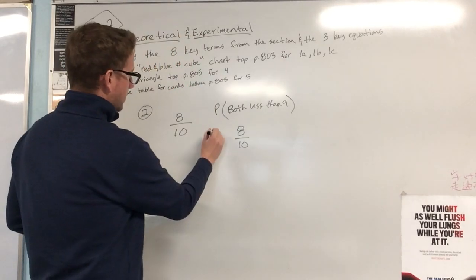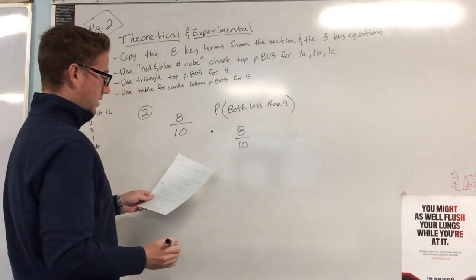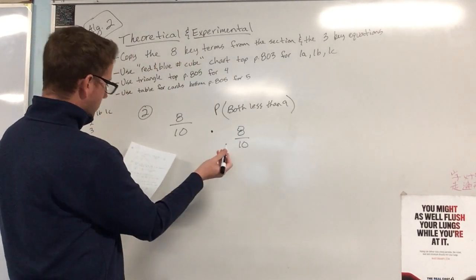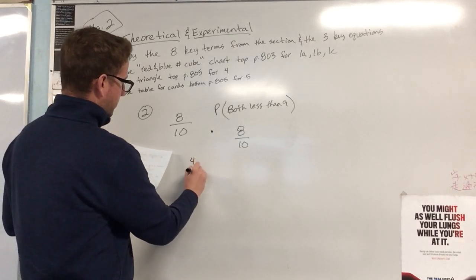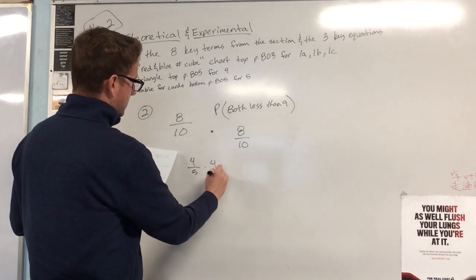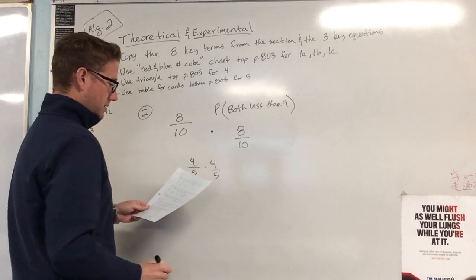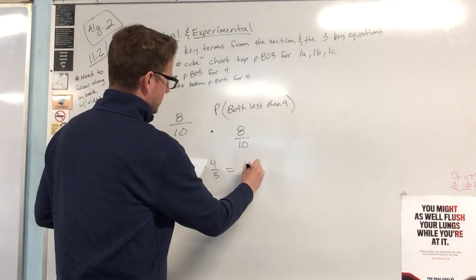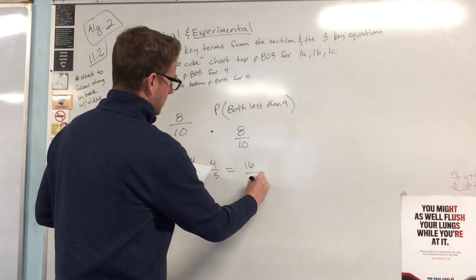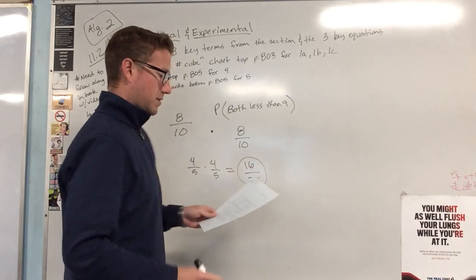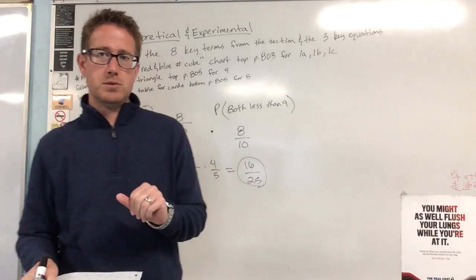So what we're doing here is we are multiplying these two fractions together, which really, when we reduce it, it's 4/5 times 4/5 equaling 16/25 for our number 2.